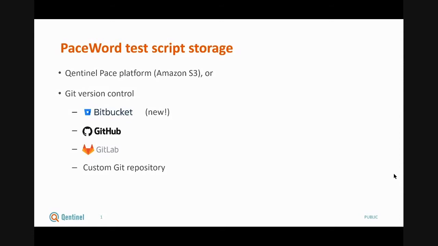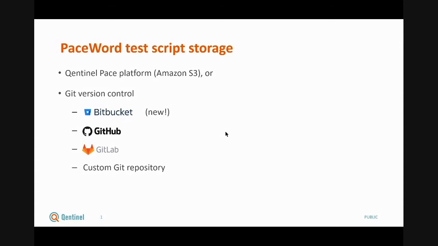The easiest way to use Git is to use one of the service providers. Qentinel Pace integrates with GitHub and GitLab, and now also with BitBucket. In any of these, you can sign up for a free account and start creating public or private Git repositories. You don't need to install any software if you don't want to. You can just use the web user interface to get started.